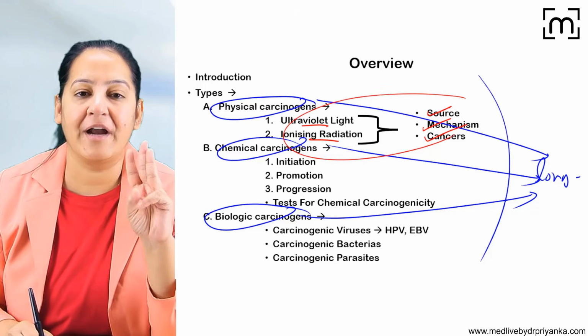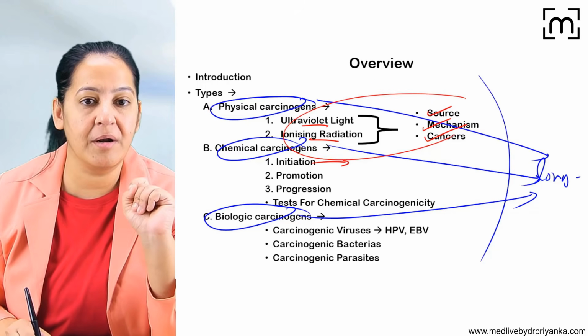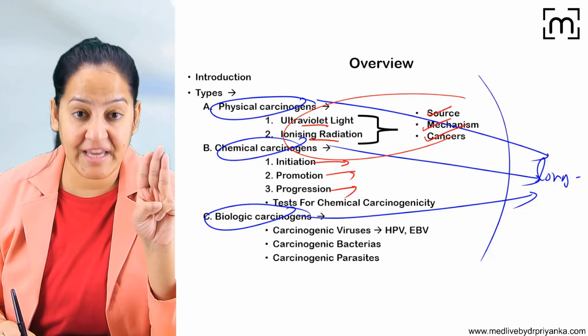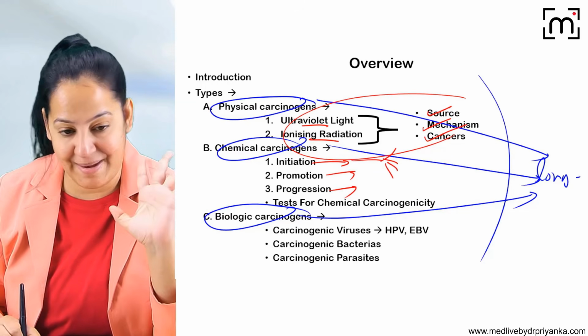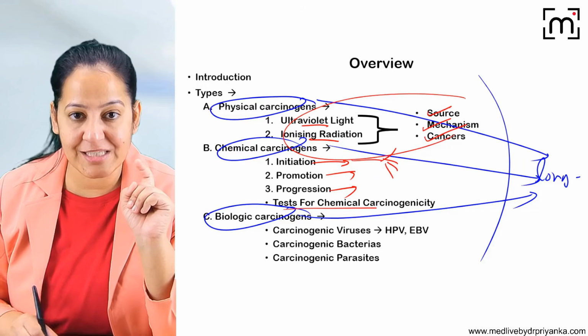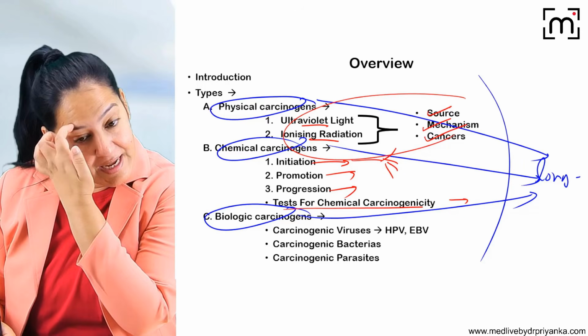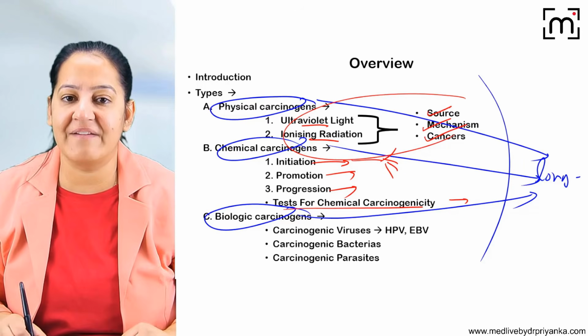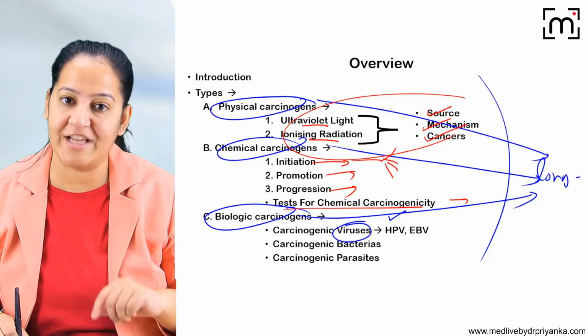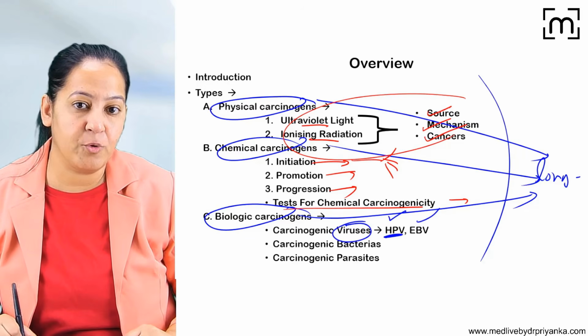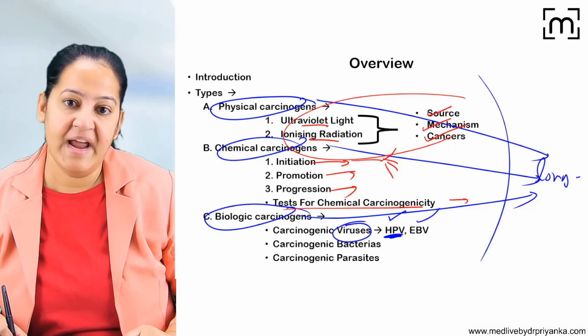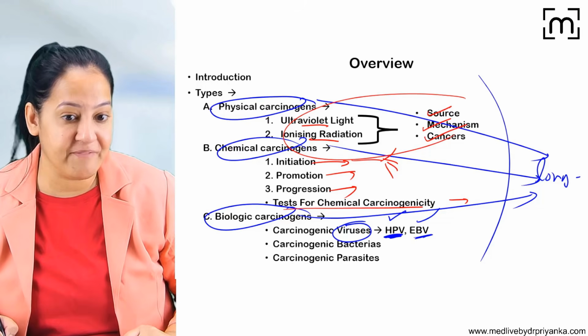Okay, in the chemical, I taught you the 3 steps. How does initiation occur, promotion occur, progression occur. In the initiation itself, I taught you the 4 steps by taking an example. And I taught you a test for carcinogenicity, that is Ames test. In the biological, first enumerate the 7 viruses. Tell me the mechanism of the 2, HPV and EBV. Don't forget the proteins in the HPV, E6 and E7. And don't forget the protein in EBV, that is LMP1 protein.